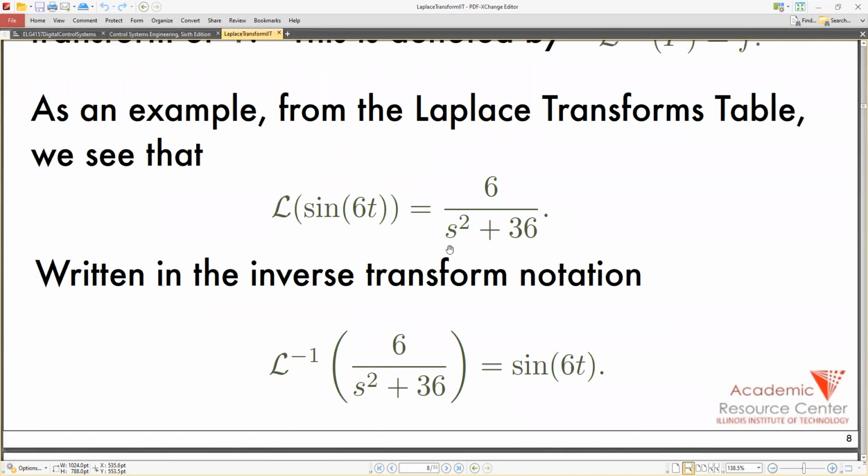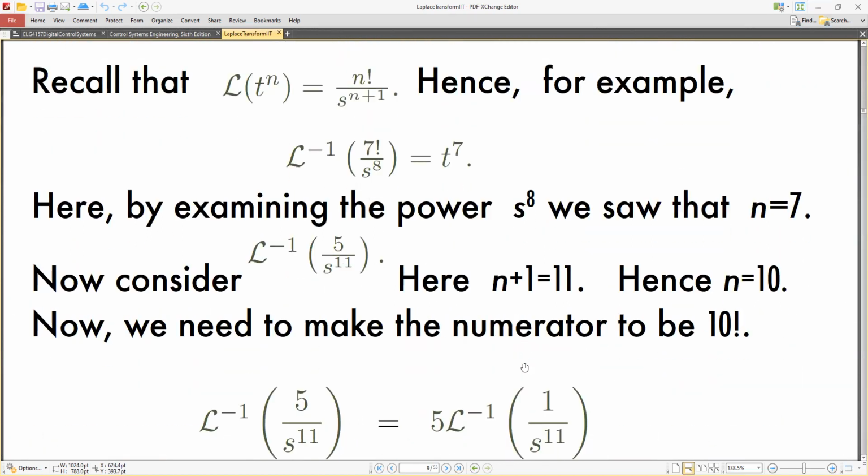So if I want to find the inverse Laplace transform, then it would be like this. Okay, recall that Laplace transform of t to the power n is equal to this one. Hence, for example, L to the power minus 1 of 7 factorial divided by s to the power 7 plus 1, that is s to the power 8, is equal to t to the power 7. Here, by examining the power s to the power 8, we saw that n is equal to 7.